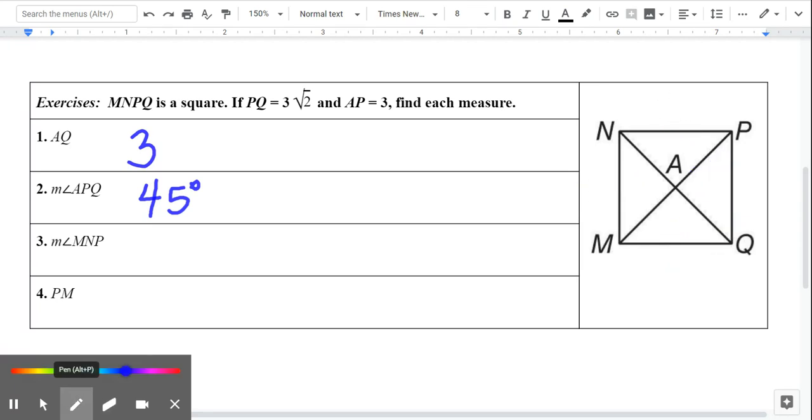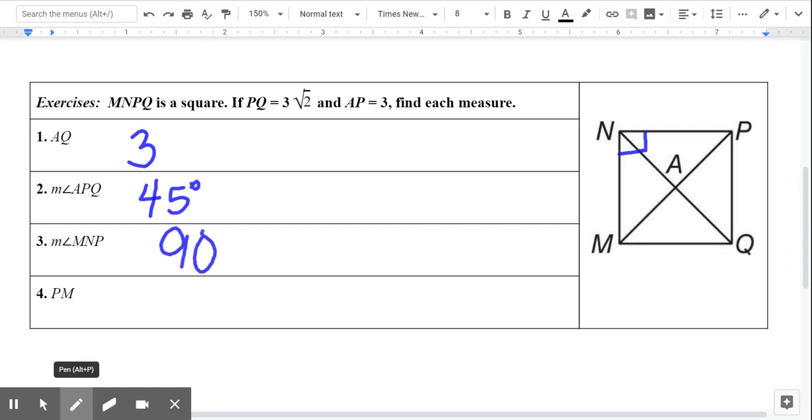Okay, for number 3, I have the measure of angle MNP. The measure of angle MNP is 90 degrees because it's a square. So that one's nice and easy. For number 4, we're looking for PM. PM is the diagonal.